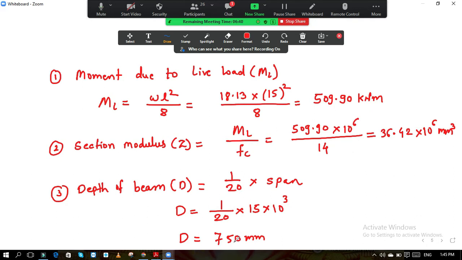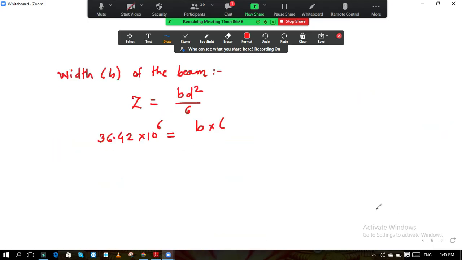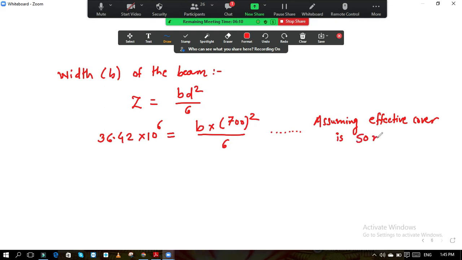We have taken this as the overall depth of the beam. Now here small d is there, so we require effective depth. So we will assume that effective cover is 50 mm. So it will be 700 square. Assuming effective cover is 50 mm, we assume this.